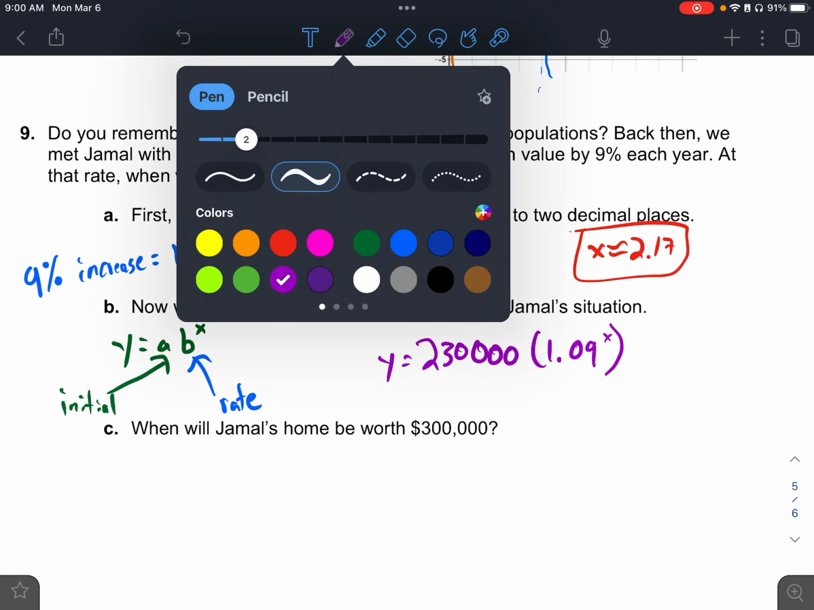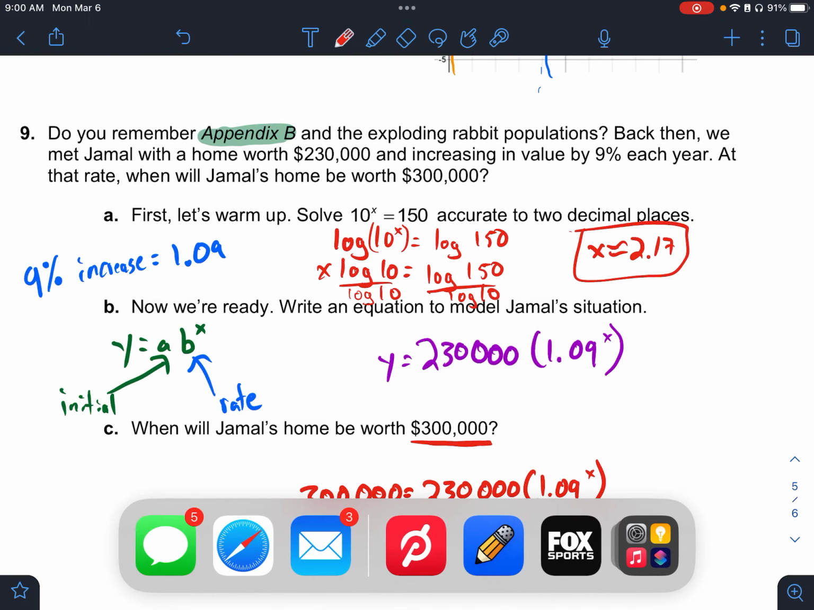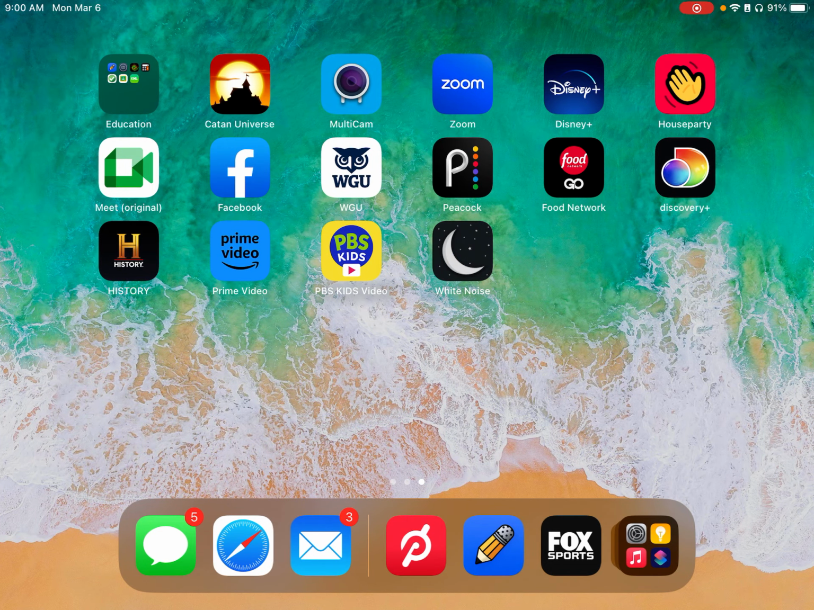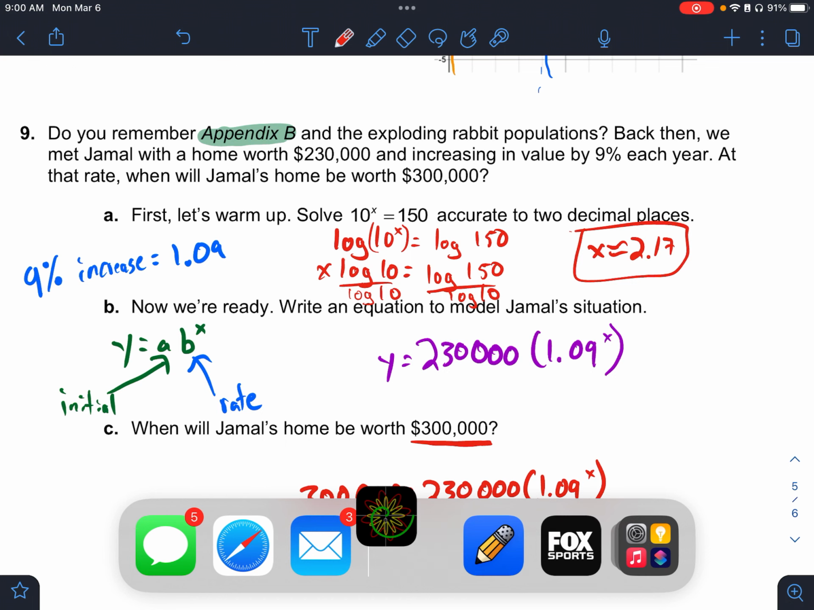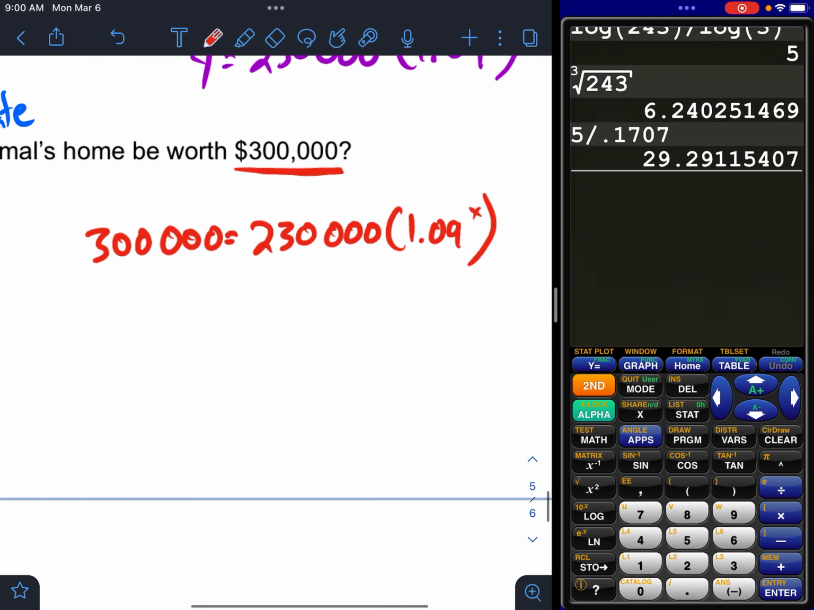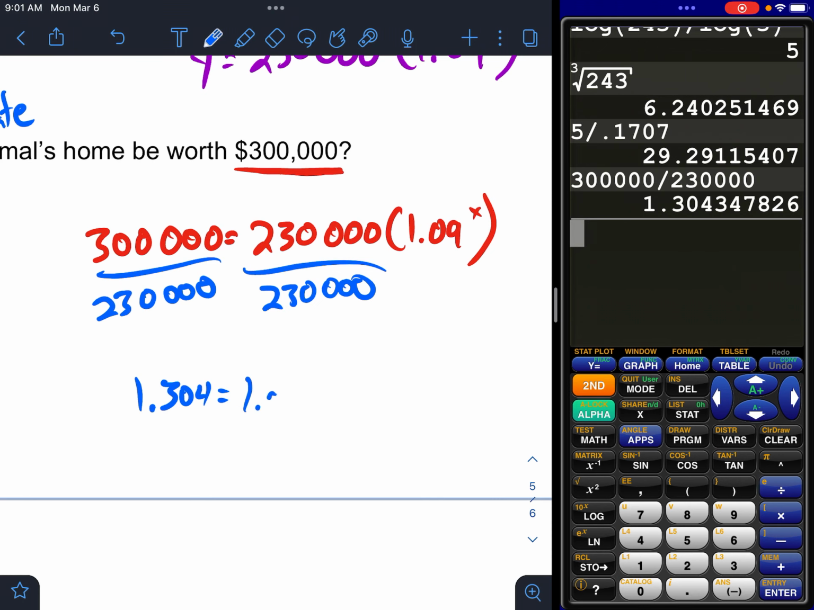Now, lastly, when I solve this in letter C, I'm plugging in 300,000 for y. So I have 300,000 equal to 2300 times 1.09 to the x. And this one I will try to show on the calculator. How we solve this: we've got to get our exponent by itself. So we're taking 300,000 divided by 2300. And we get 1.304 is equal to 1.09 to the x.